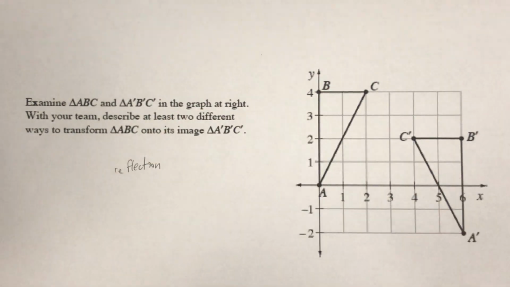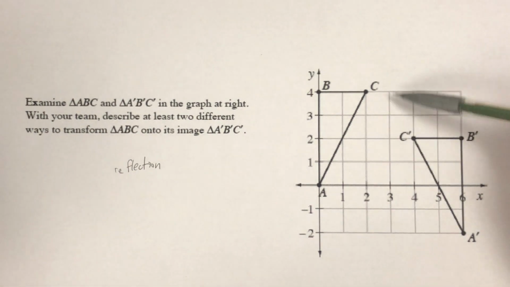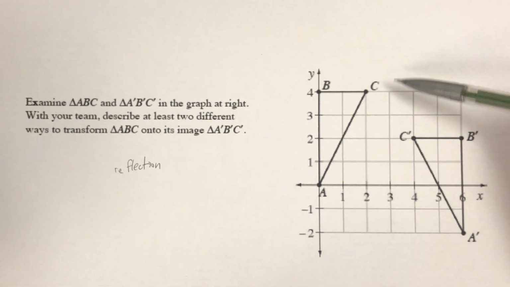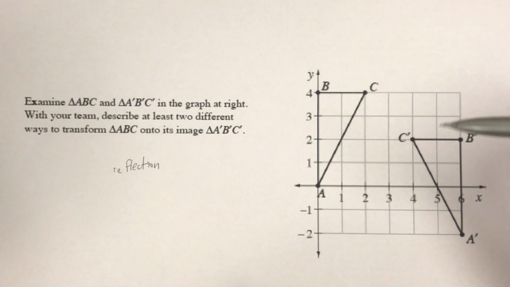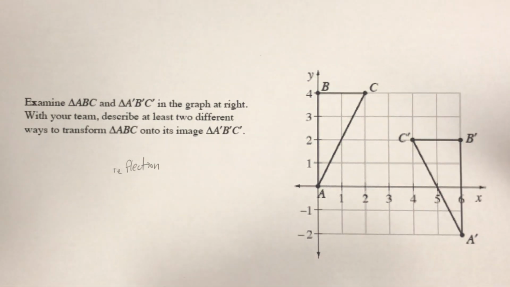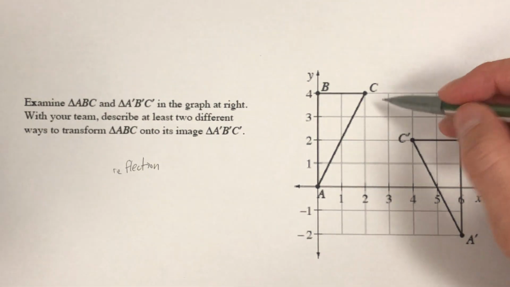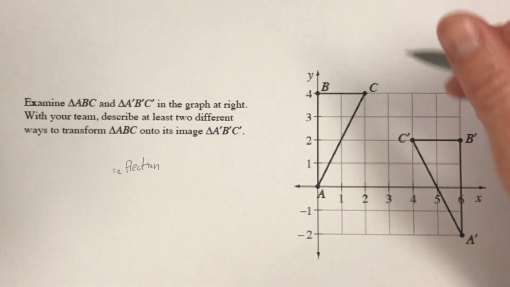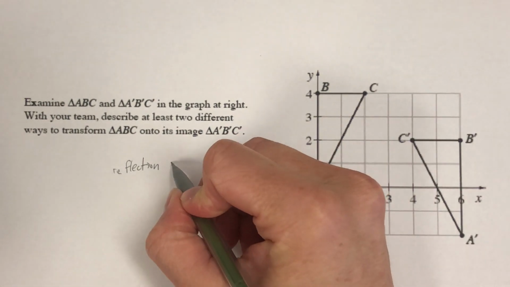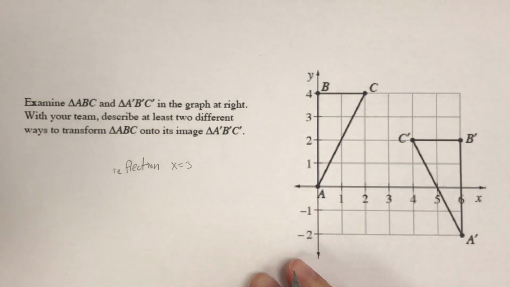Now, we want to try to be as specific as possible. So I don't want to just say a reflection. I want to know what kind of reflection. So I know I'm going to be reflecting over some vertical line, and I can pick any line. It doesn't matter what I pick. So let's pick x equals 3. So I'm going to say there's a reflection over x equals 3.